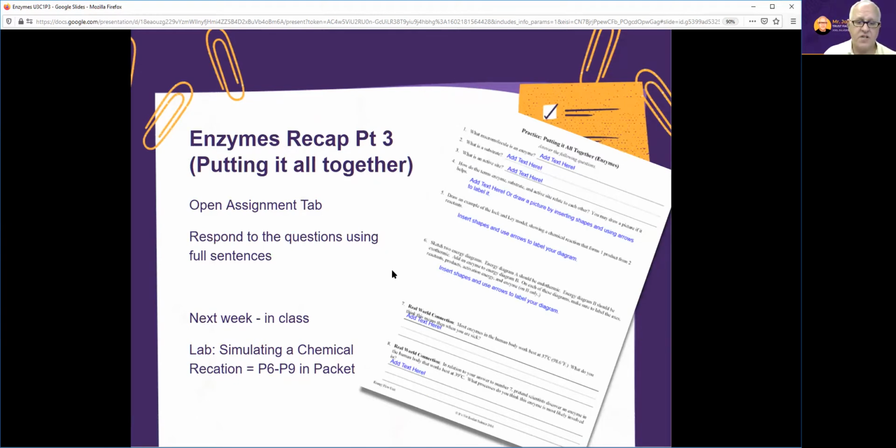Next week in class, we will do a lab activity known as simulating a chemical reaction. And what I'd like you to do before you get to class is to review the reaction on page 6 through page 9 in your packet that you received this week. I'll also post that lab on Google Classroom for you so you can get a look at it.